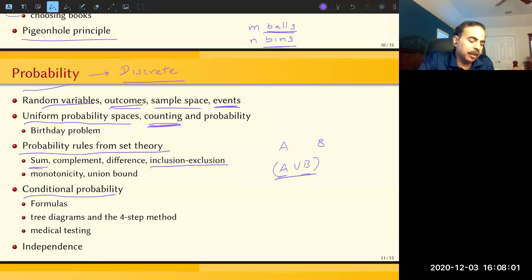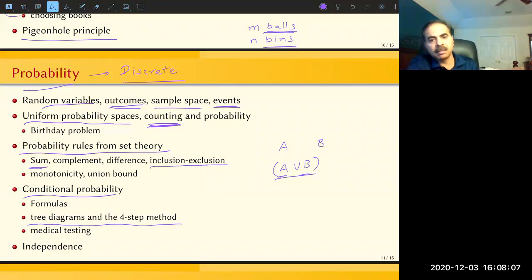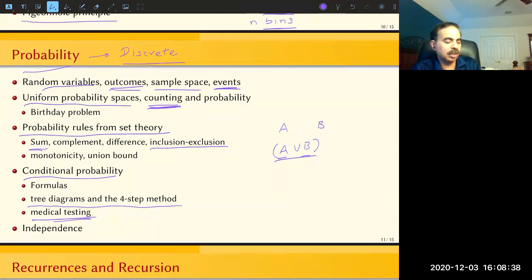Then we looked at conditional probabilities and the tree diagrams for analyzing problems involving conditional probability. We also looked at medical testing, and we saw some unintuitive results where what seems on paper to be a very accurate test can end up generating a very large number of false positives. So that's something that we need to be careful about when we use conditional probabilities.